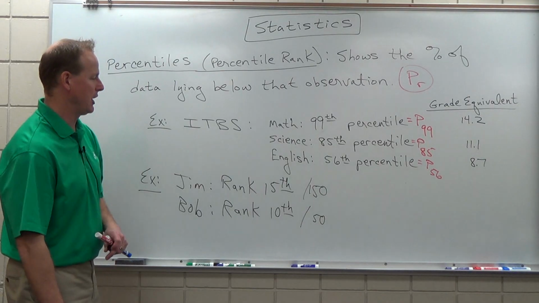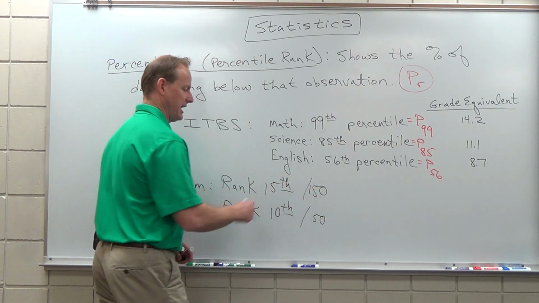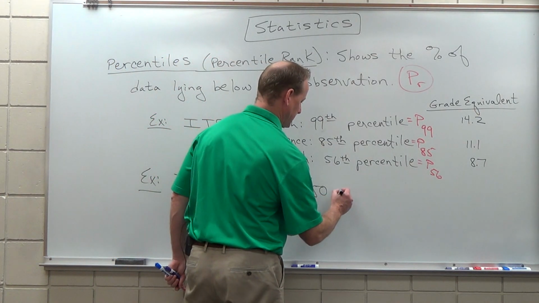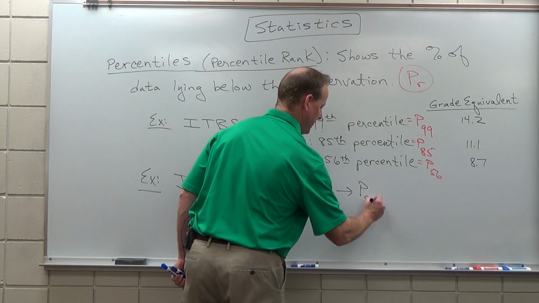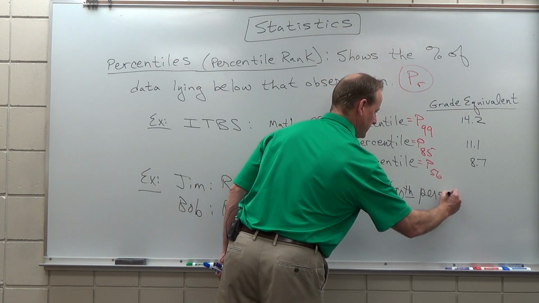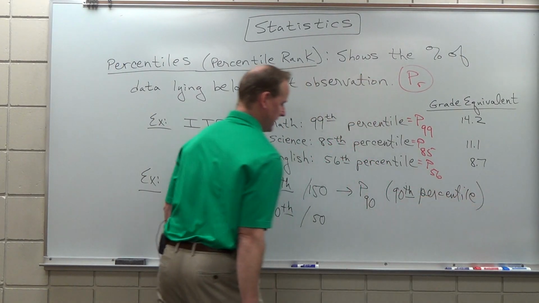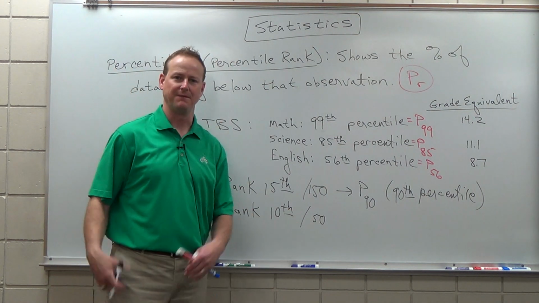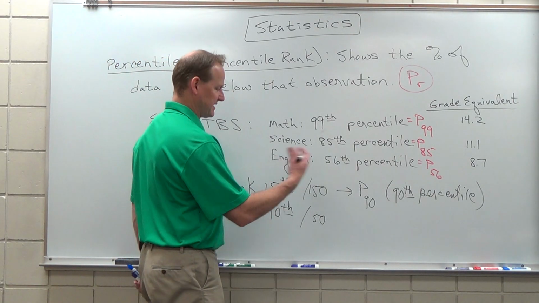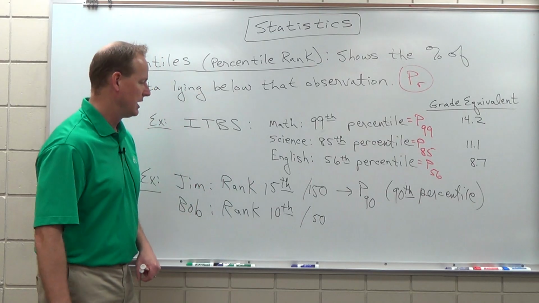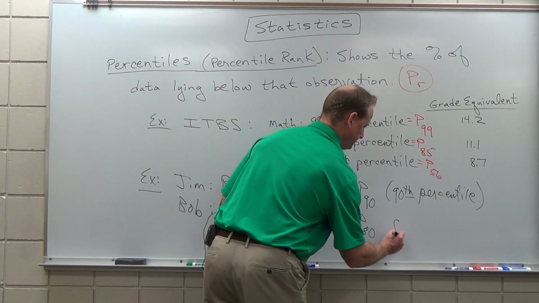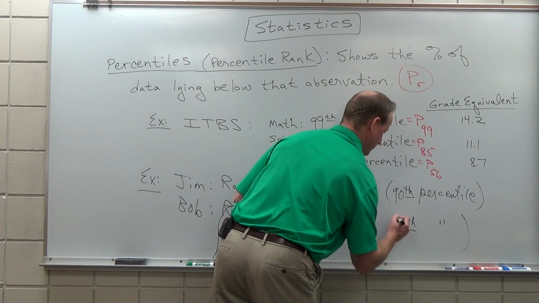15th out of 150 is basically 10%. So there's only 10% above, which means there's 90% below. This gives a percentile rank of P90, or the 90th percentile, for Jim. Similarly, 10 divided by 50 is 20%, so Bob would be in the top 20%. That means 80%, or 40 divided by 50, are below him. So this would be P80, and the 80th percentile would be Bob's percentile rank.